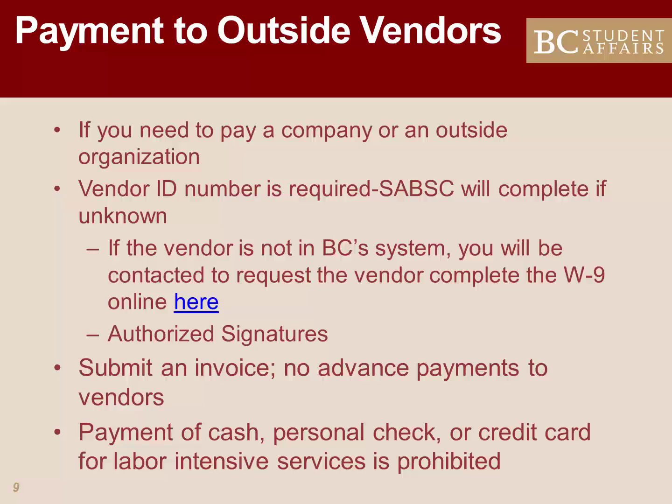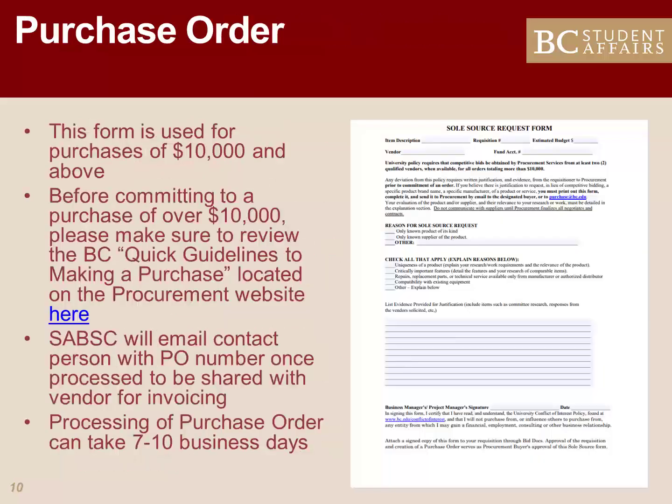If the reimbursement provides the address, a W-9 is not needed. A purchase order, or PO, is a promise to pay a vendor for a future expense to your department, with the exception of bus charters. When using a purchase order, please consult the quick guidelines to making a purchase on the procurement website.